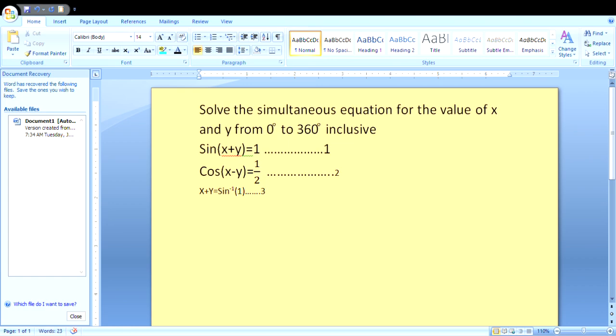Similarly, we will also have an expression for cos inverse. So here we have x minus y is equal to cos inverse of half.